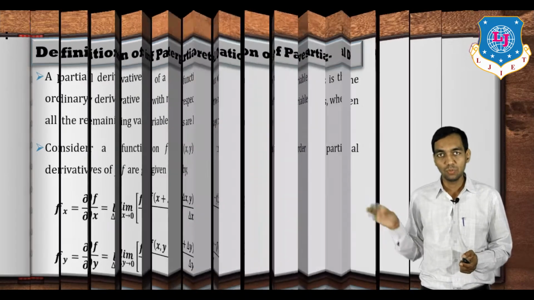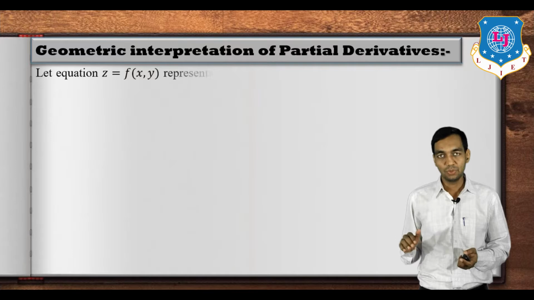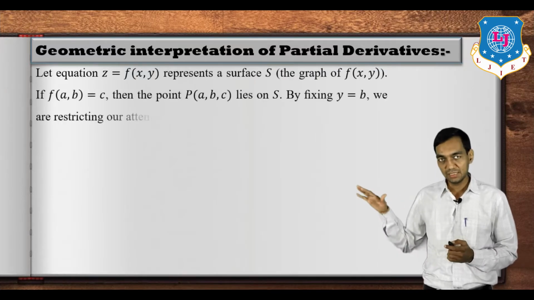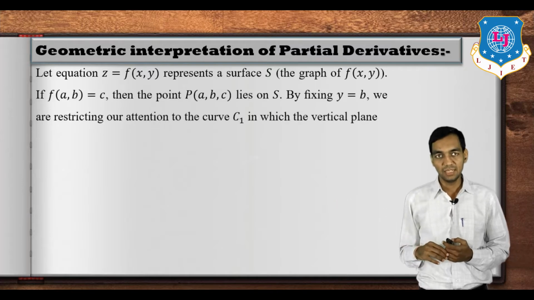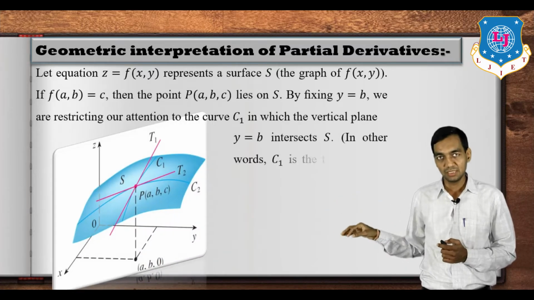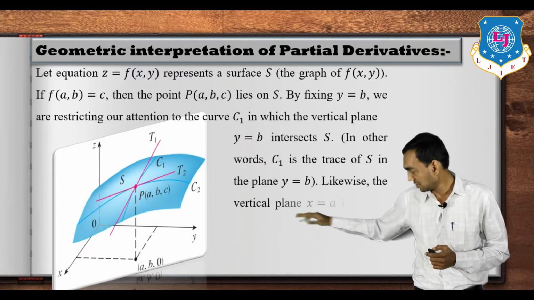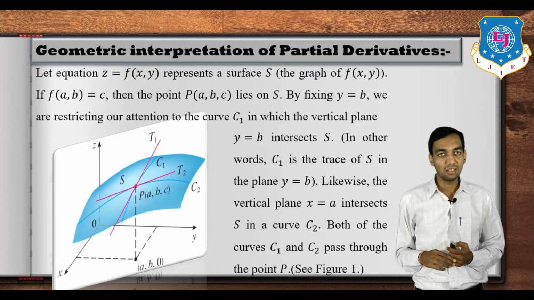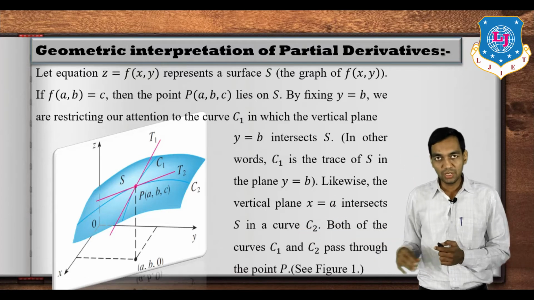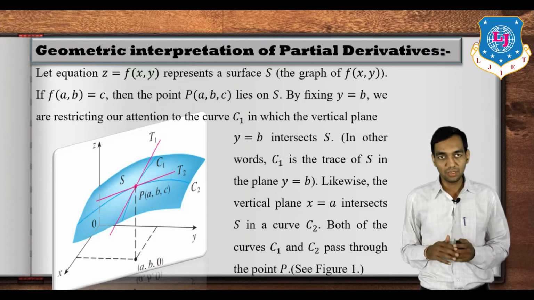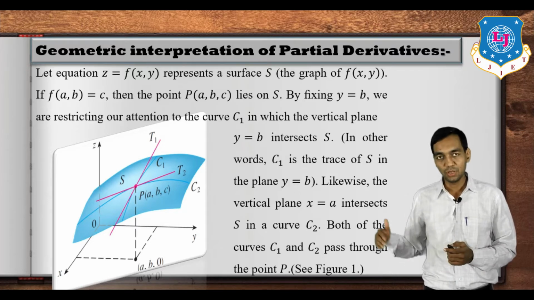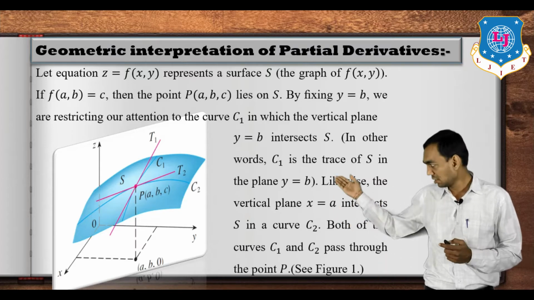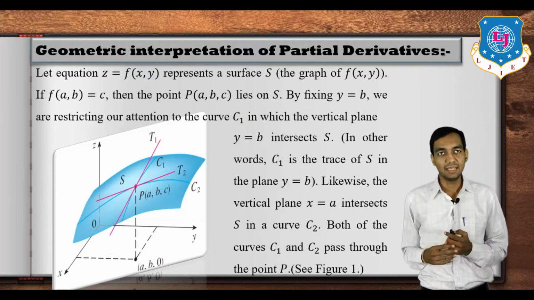Now we are going on to the geometric interpretation. First of all, what is the geometric interpretation of this partial derivative? Here see, z is equal to f of x y, which is any three dimensional surface. It is given by S. Here the blue surface S is given. Now what we are going to do is take one constant plane y is equal to b, and if we cut the surface by y is equal to b, then we will get the curve C1 on the surface S.